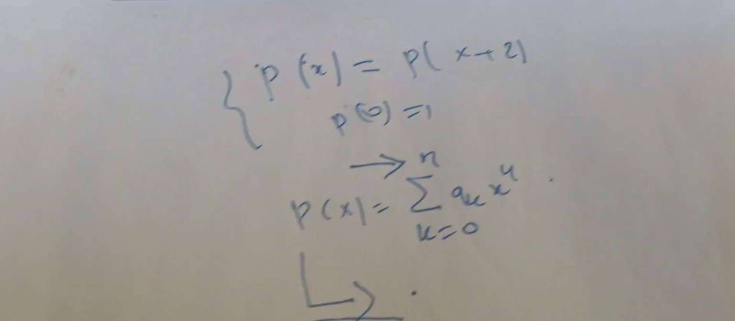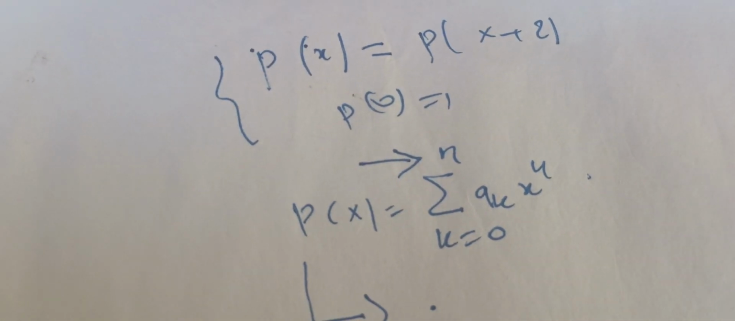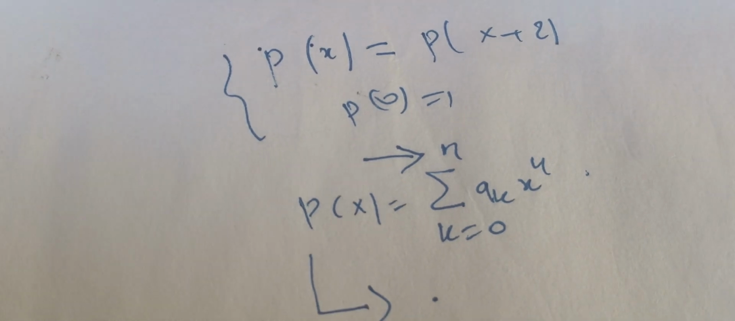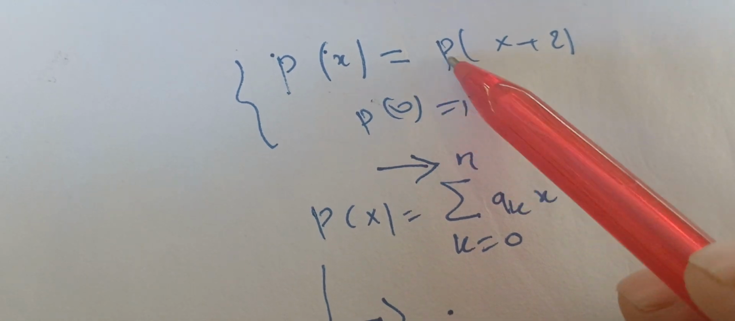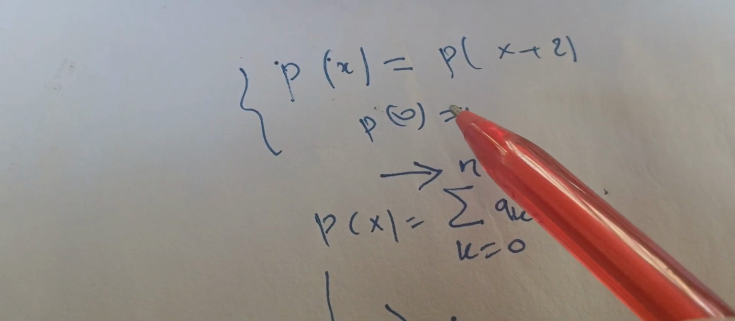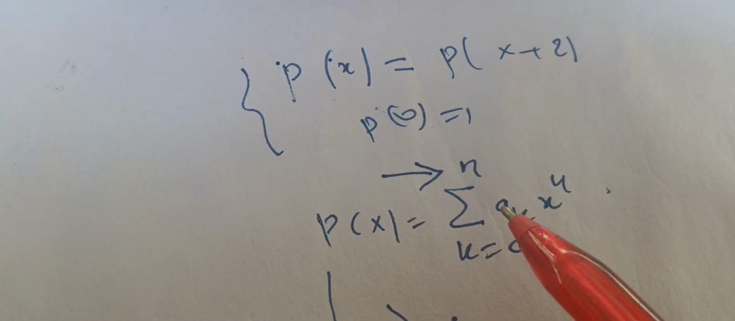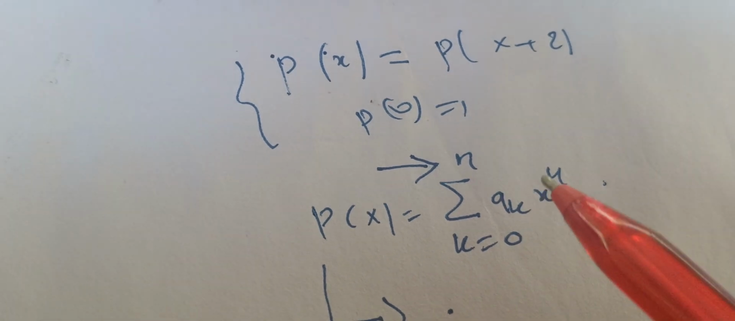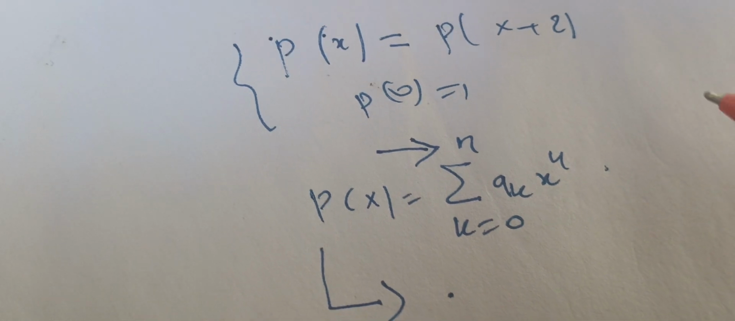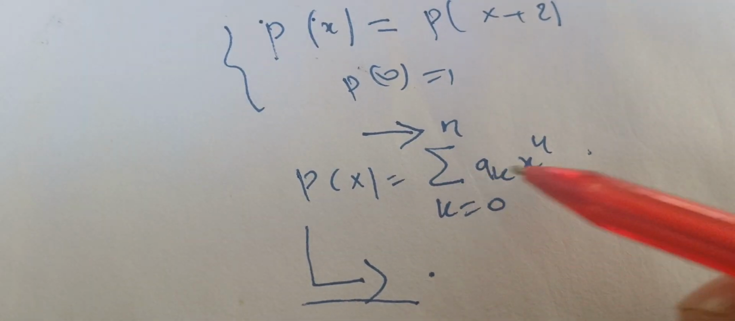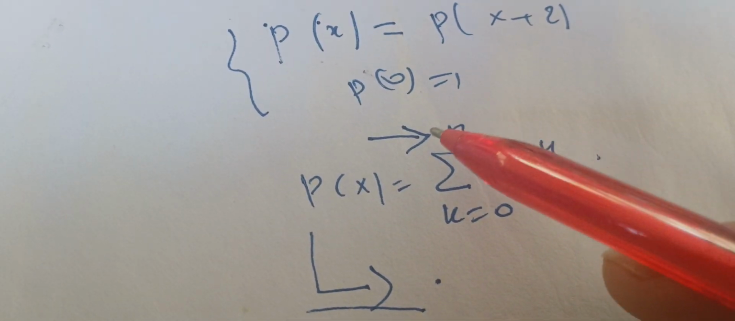Welcome back. In this video, we're going to try to find all the polynomials that have to satisfy p(x) = p(x+2), p(0) = 1. Okay, so here we remember that we can write a polynomial in its general form in this way. So this is one way of writing the polynomial.